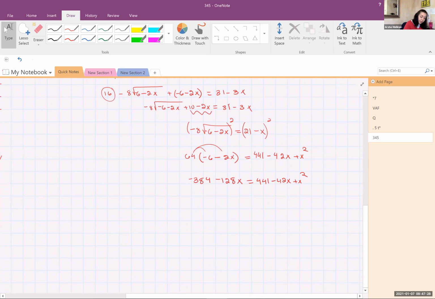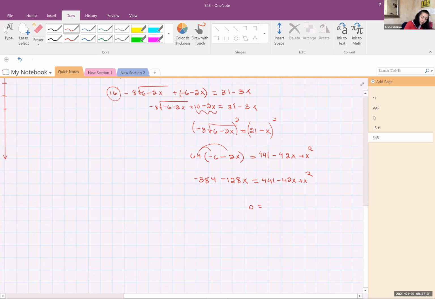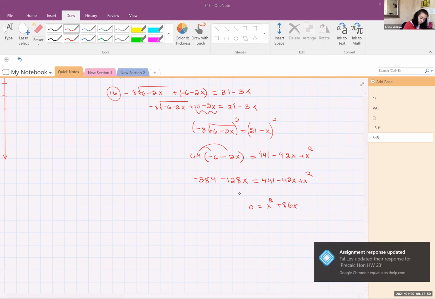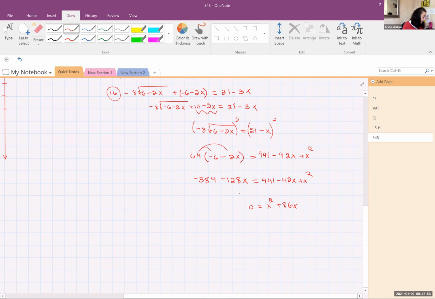So now I need to bring everything to the other side and set this equal to 0. So I have x squared. I add 128 to the -42, and that's 86x. And I'm going to add 384. So what do we get when we factor here? x plus 11, x plus 75.